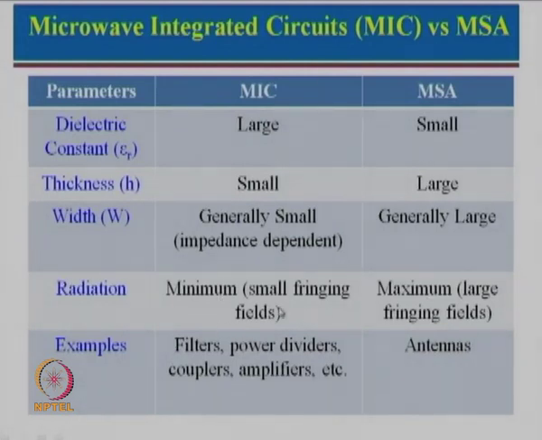In the case of MIC we do not want any radiation to take place, and radiation takes place basically from the fringing field. So in the case of MIC we always want to minimize the fringing field, and in the case of a microstrip antenna we always want to maximize the fringing field. So, how does this fringing field help?